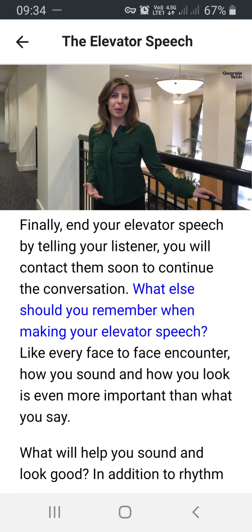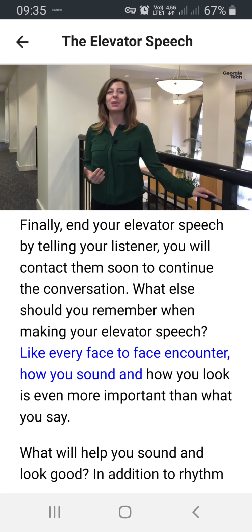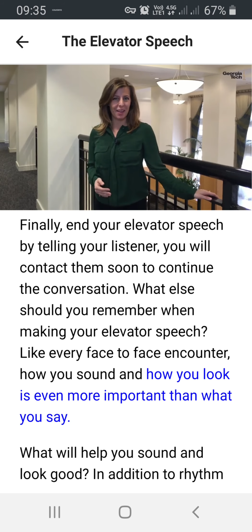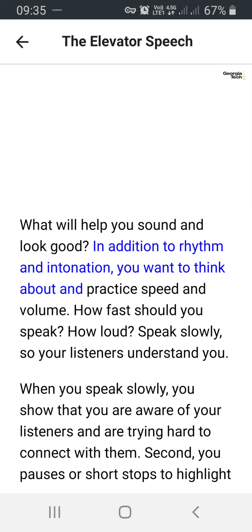What else should you remember when making your elevator speech? Like every face-to-face encounter, how you sound and how you look is even more important than what you say. What will help you sound and look good? In addition to rhythm and intonation, you want to think about and practice speed and volume.